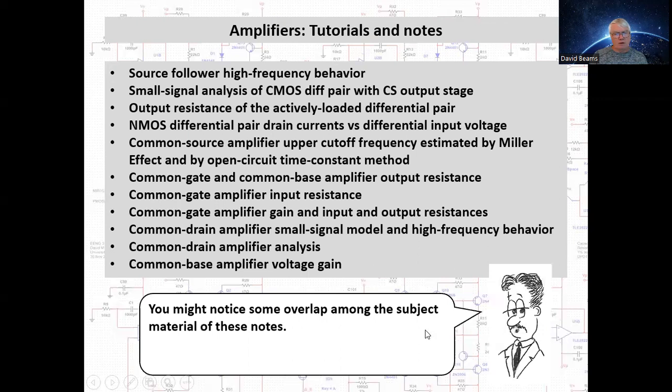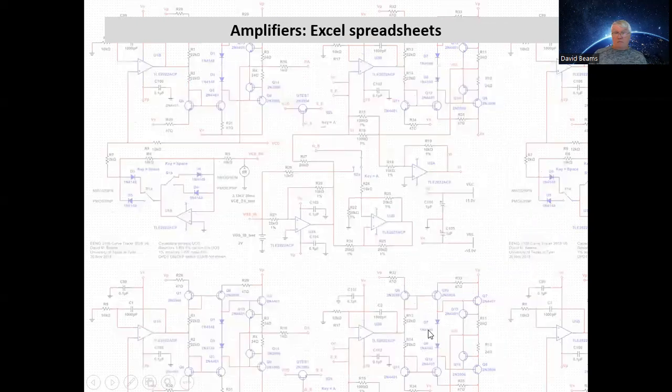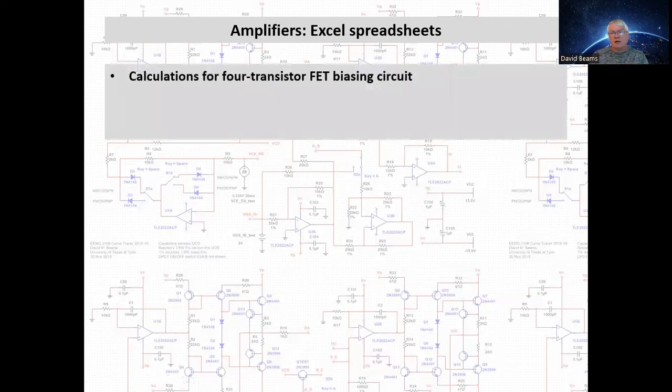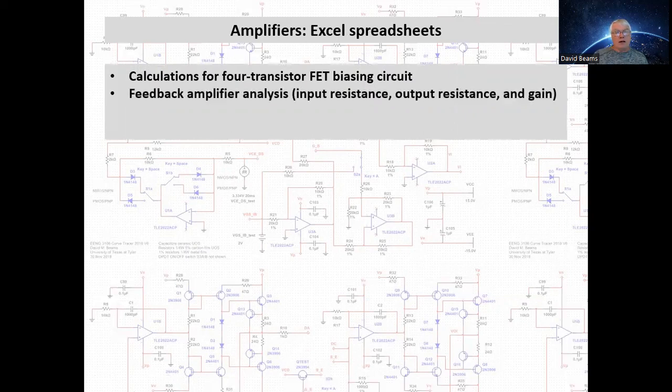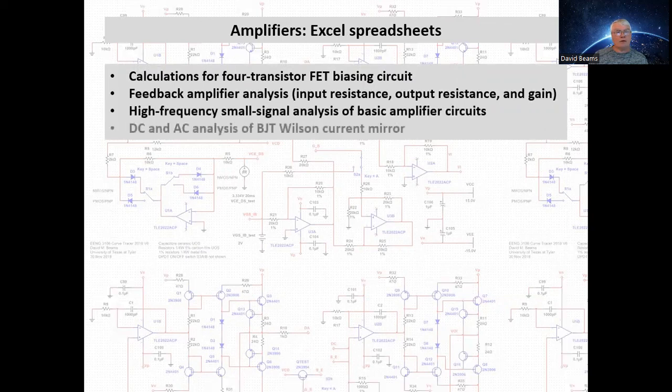All right, so we also have 4 Excel spreadsheets for you. One is calculations of a 4-transistor FET bias generator circuit. I'll show you that in a minute. Feedback amplifier analysis. We have high-frequency small signal analysis of basic amplifier circuits, and finally, DC and AC analysis of the BJT Wilson current mirror. So let's take a quick look at these spreadsheets and see what they can do for you.